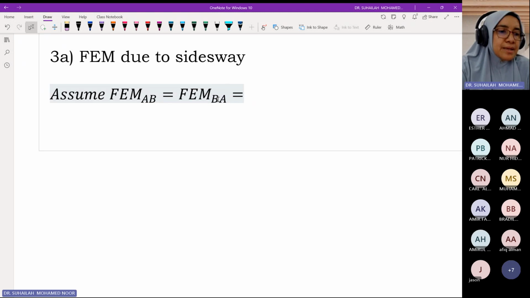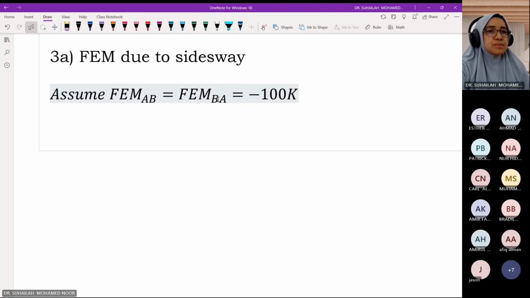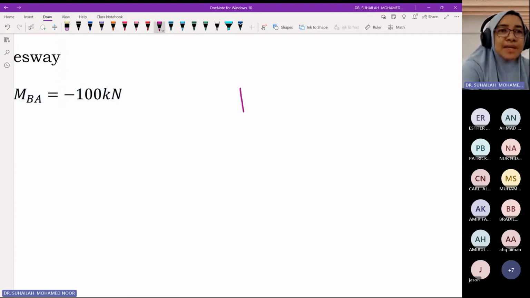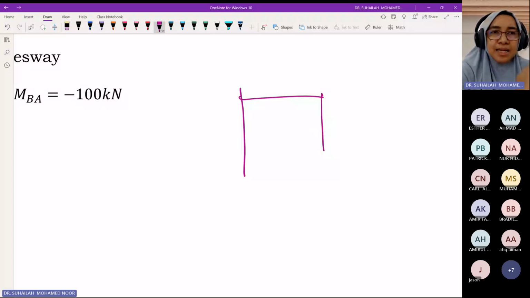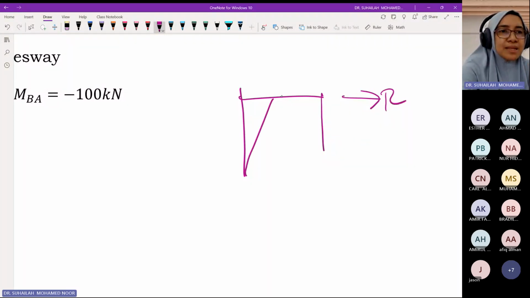So this one is negative 100. Negative 100 when the frame sidesways to the right direction. Sidesway to right, the FEM assumption is negative. The assumption must be made negative. We cannot put positive as the assumption, because what we analyse is diagram D. When R is like this, delta is like this.